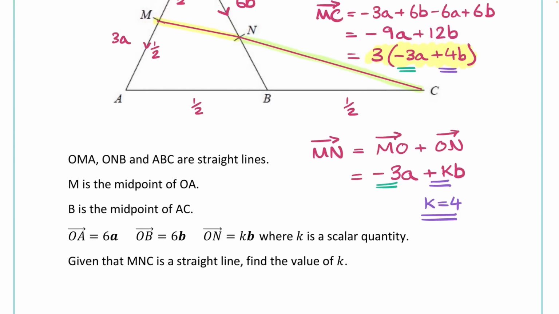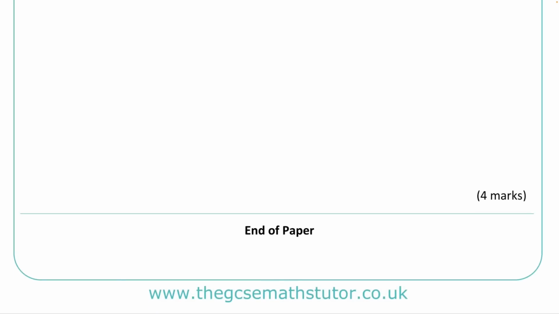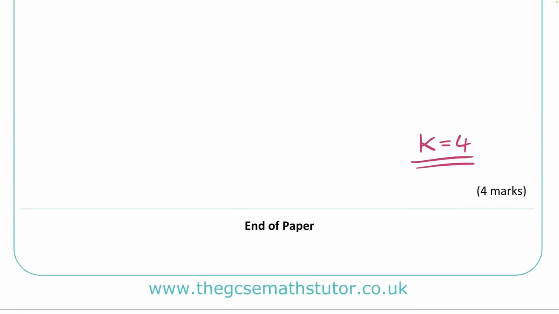So there we go. That was k is equal to 4 and that was our final answer. K equals 4. Kind of write that down here. There we go, just the answer is 4. And there we go. There is the end of that paper.